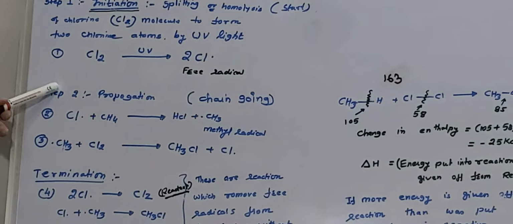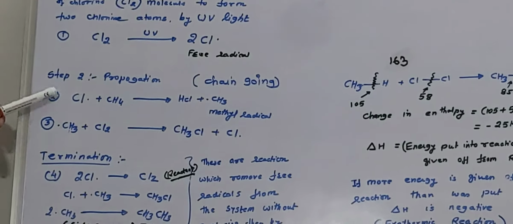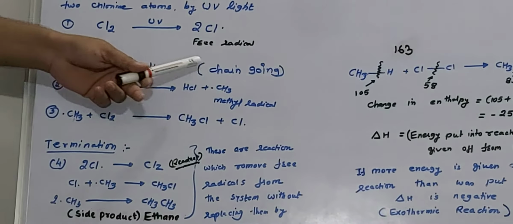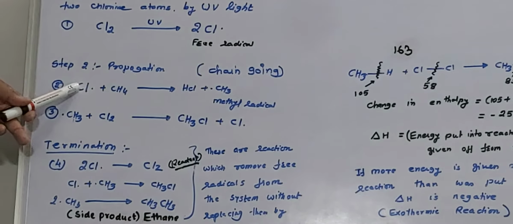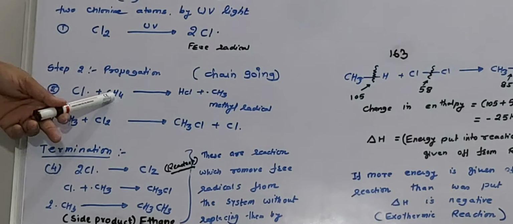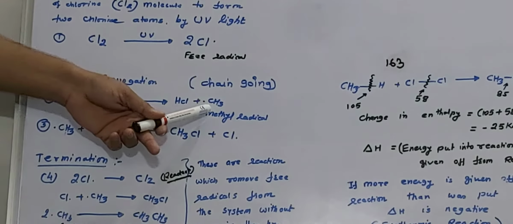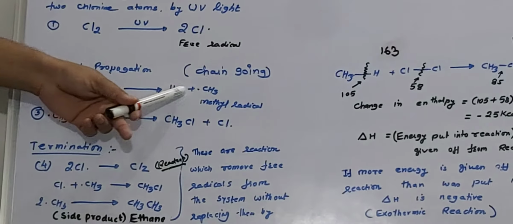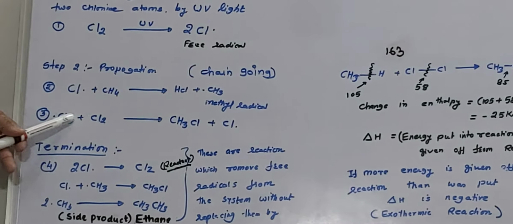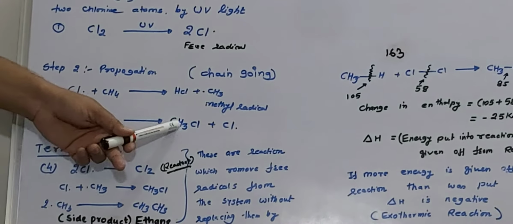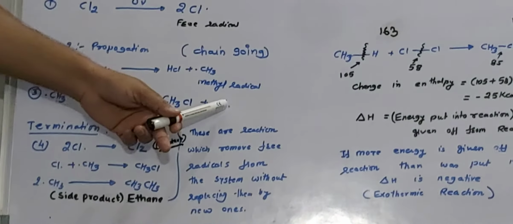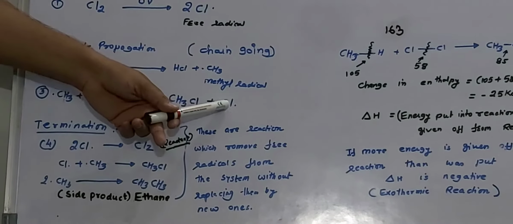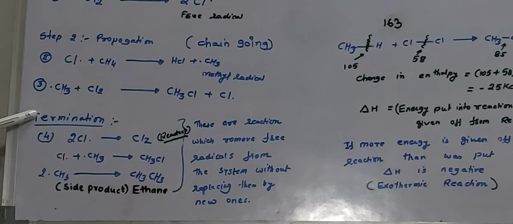In the second step, it involves two further steps. This is known as the propagation, means the chain is going, where the Cl free radical reacts with the CH4, it gives the methyl free radical plus HCl. This methyl free radical when it reacts with the Cl2 gives the formation of CH3Cl plus again the free radical of the chlorine atom.